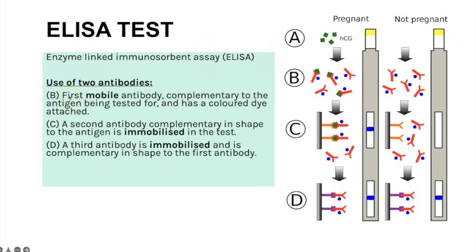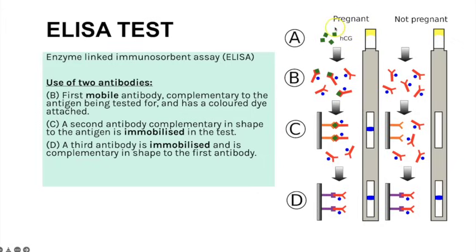So first of all, the first mobile antibody, which is complementary to the antigen being tested for and has a coloured dye attached to it, we can see just here. Part C, we have a second antibody, which is complementary in shape to the antigen as well, but this one is immobile, so it's attached to this fixed position. There is then a third antibody, which is immobilized at point D, and it is complementary in shape to the first antibody.